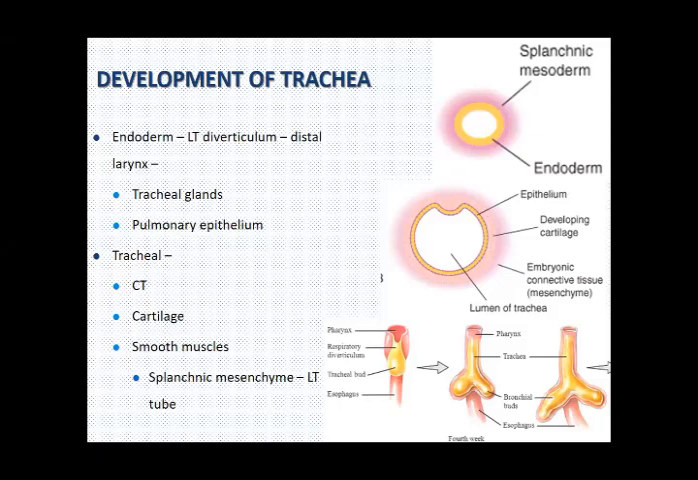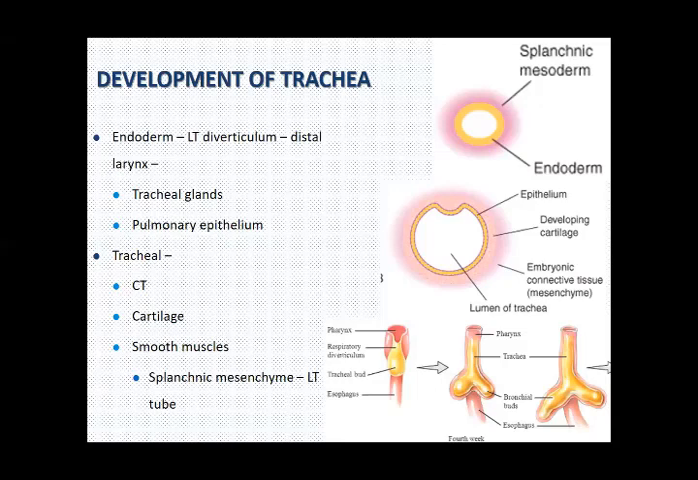Endoderm develops into the epithelium of the trachea, the glands of the trachea, the glands of all the ramifications of the trachea, and the epithelium and glands of the lung. So the epithelium and glands of the trachea, of all the branches beyond the trachea, plus the epithelium and glands of the lungs.